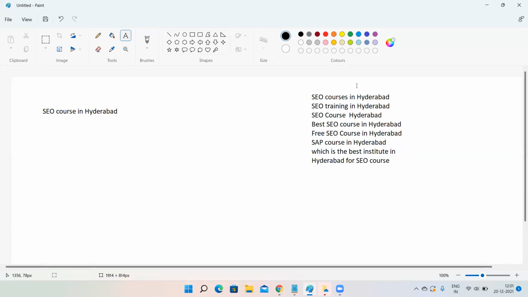Okay. Somebody has searched for SEO course in Hyderabad and I have targeted the keyword SEO training in Hyderabad. Will my ad appear? There is a difference between course and training, right? Both words mean the same, but the words are different. So tell me, somebody has searched SEO course in Hyderabad and I have targeted the keyword SEO training in Hyderabad. Will my ad appear or not? Any guess, yes or no? No. Okay. Now somebody has searched for SEO course in Hyderabad and I have targeted the keyword SEO course Hyderabad.